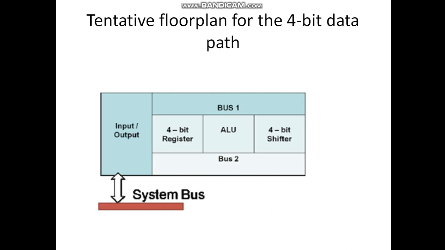This is the tentative flow plan for the 4-bit data path. Here this makes use of two bus architecture, that is bus 1 and bus 2. You have registers, ALU and shifter to carry out the various tasks, and you have input and output module to receive the input and to give out the output.